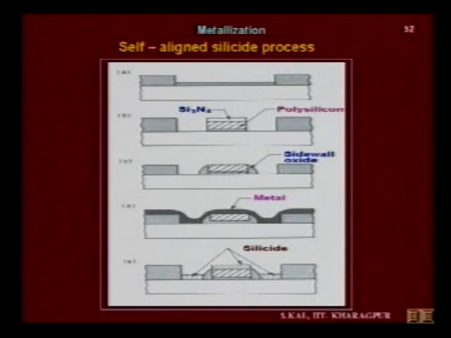That means wherever the silicon or polysilicon is exposed, there silicide will form. On the oxide region, no silicide. Metal will remain, and you can remove that metal. Okay.